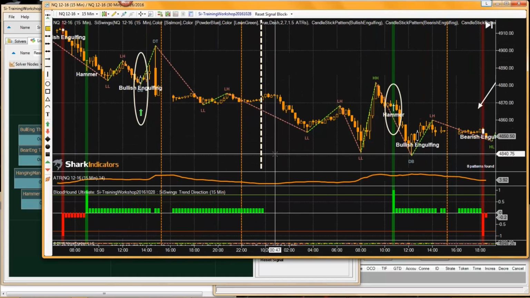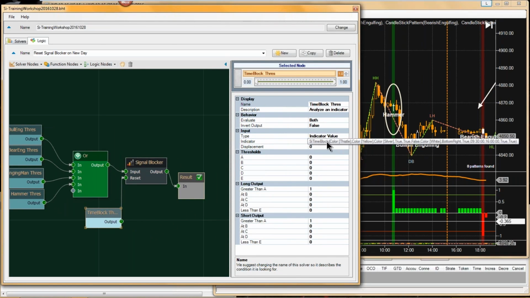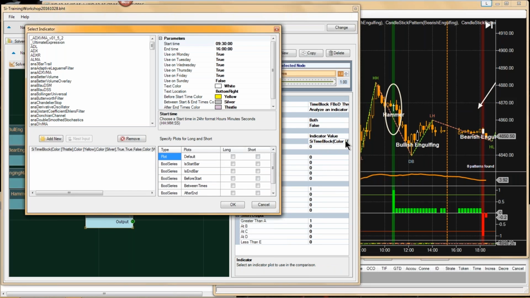Right. So there we go. So there's the first question for Thomas. So simply we're just going to use the time block. And so let's see, this is the first bar of the day. There we go, first bar of day.